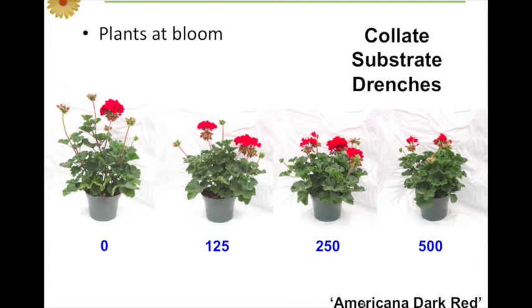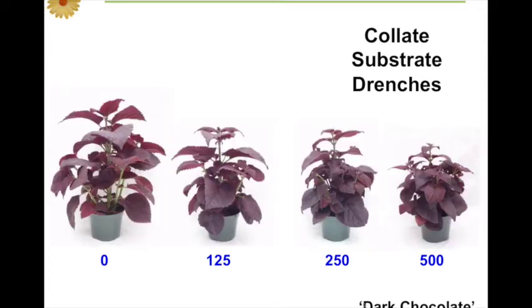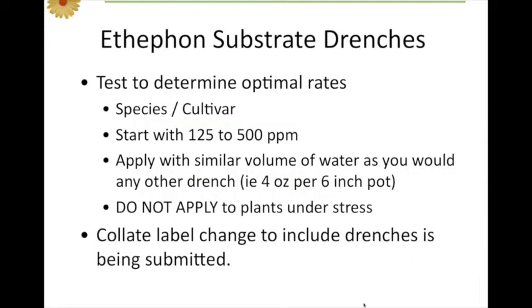And here are some trials we did with geranium. You can see the growth between 125 and 250 parts per million gave excellent full plants, good results. Substrate drenches on coleus, same thing. 125, 250 would be where I look.